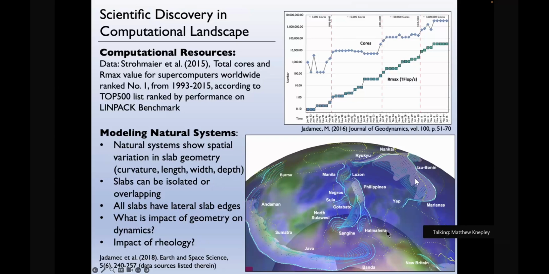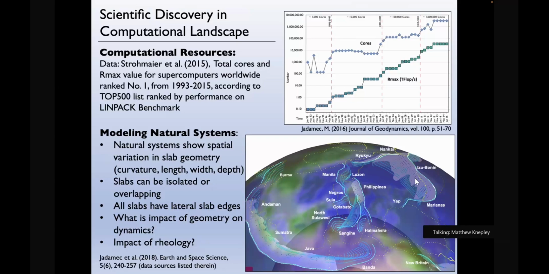Slabs can be isolated or overlapping. This is in the Southwest Pacific. This is the Sumatra Andaman area. And so some slabs can overlap on top of one another. So here in the Western Pacific, beneath Japan, you actually have two subduction zones. You have the Pacific slab going down, and then in southwestern Japan, there's the Ryukyu Nankai slab on top of it. So you actually have two slabs at depth.